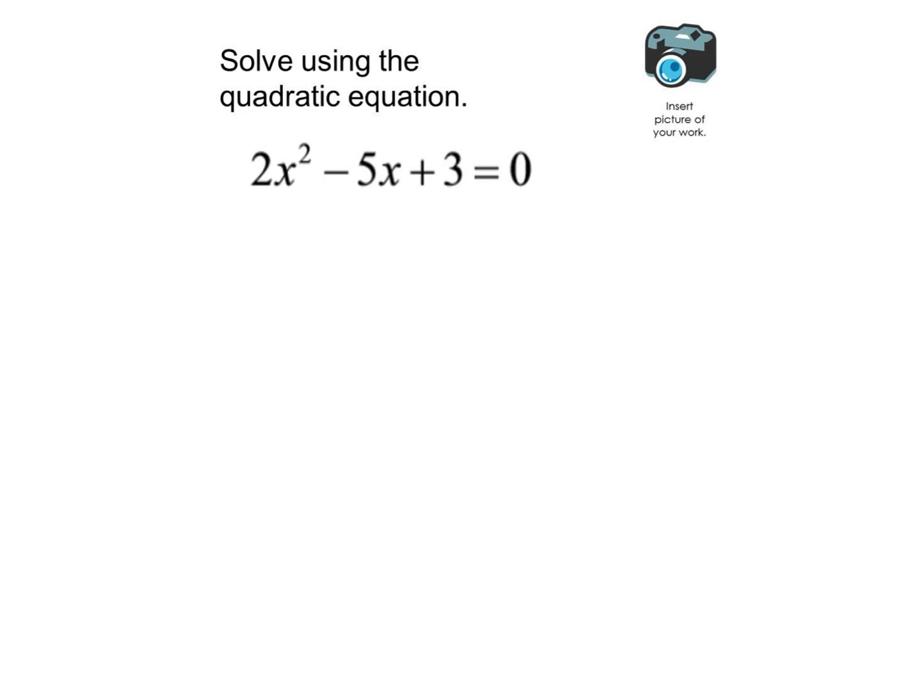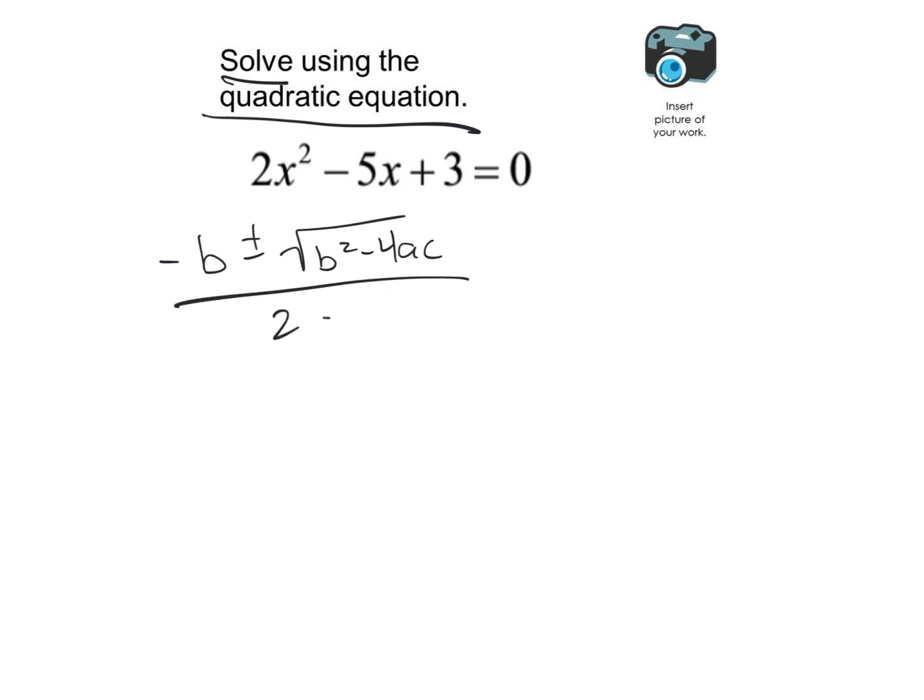Reading the directions, this says to actually solve using the quadratic equation. So this time we're going to use the full equation: negative b plus or minus square root b squared minus 4ac, all of that over 2a. I want to see this full equation every time you use it, including right now. So when you insert your picture of your work on your dry erase board, I need to see this full equation. A is equal to 2, b is equal to negative 5, c is equal to 3. Okay, you plug it in and see if you get the right answer. Hit pause and see if you have the right answer.